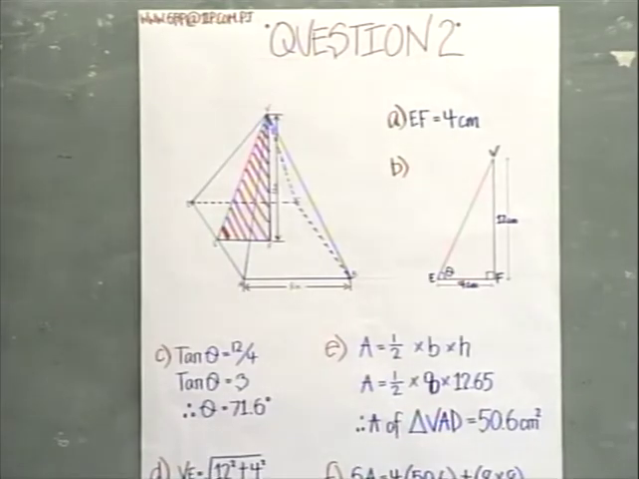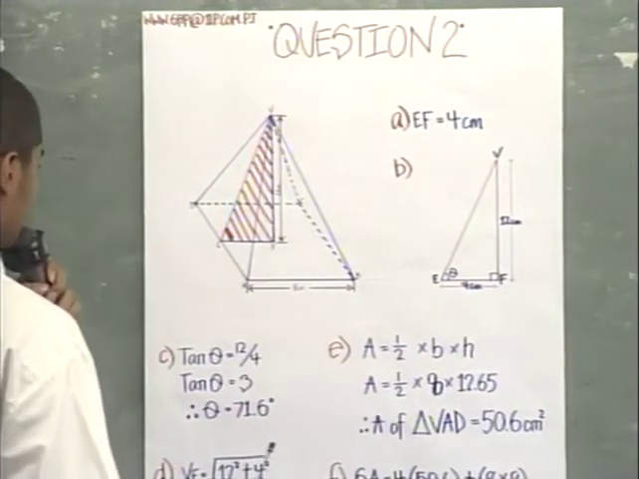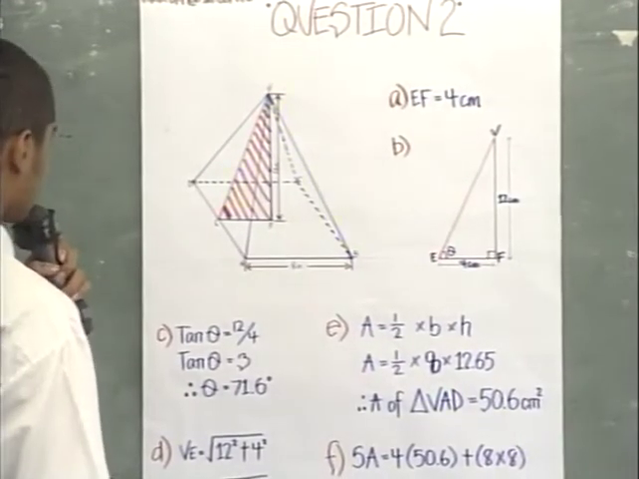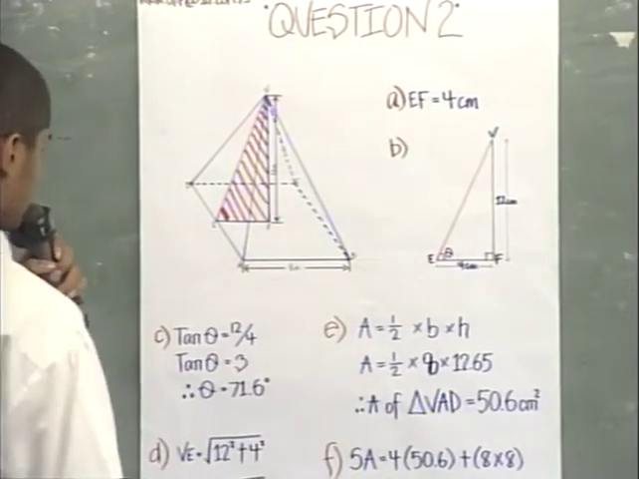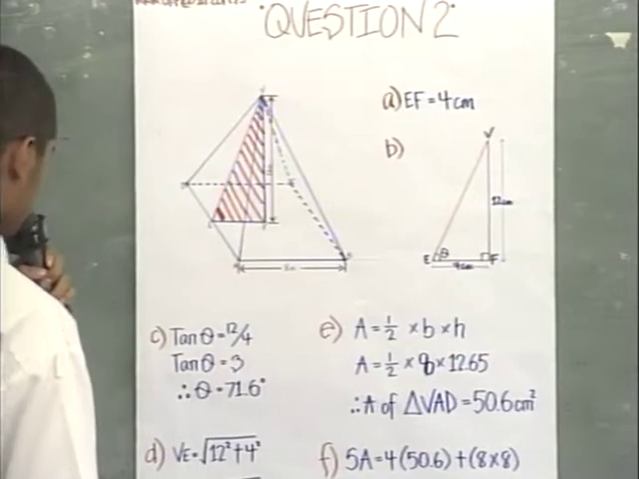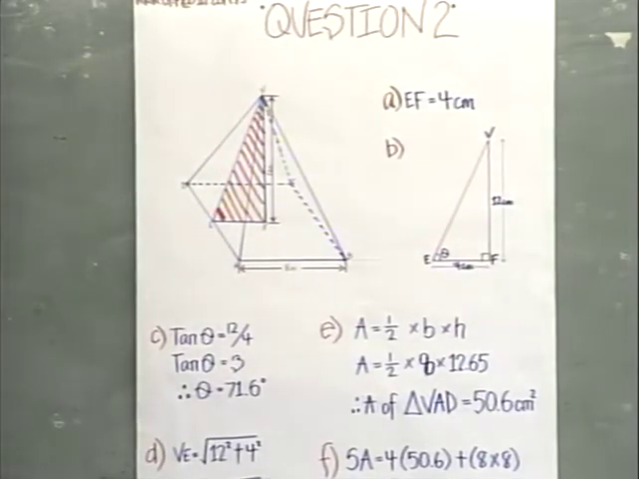Question C reads, find the angle VEF. To find angle VEF, we use tan. So tan theta equals opposite on adjacent. Therefore, theta is equal to 71.6 degrees.